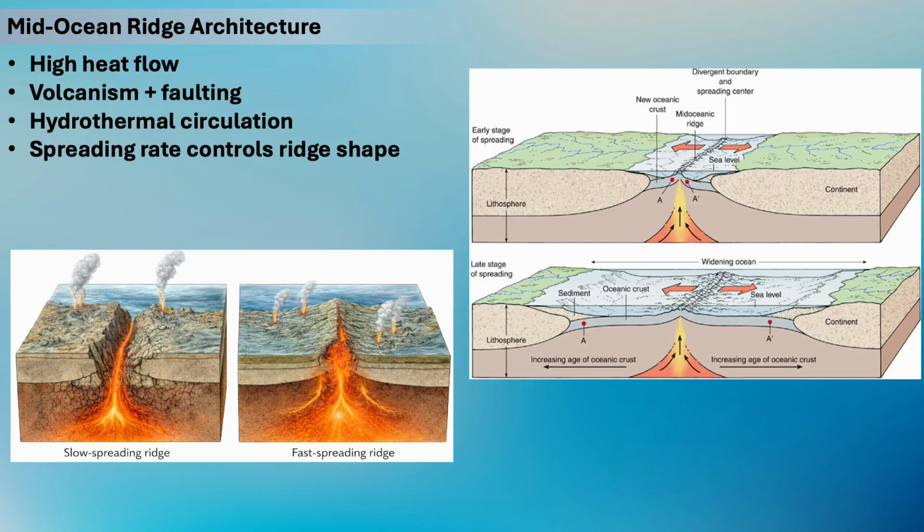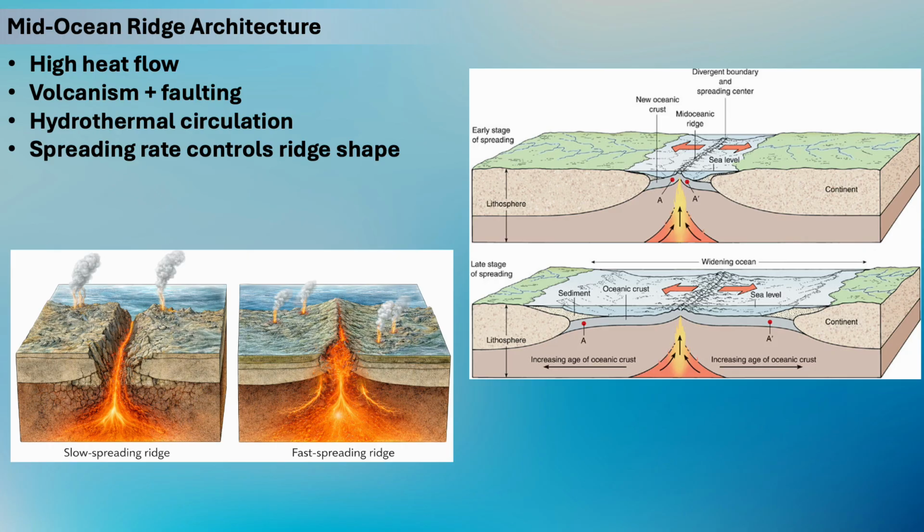Mid-ocean ridges are the surface expression of divergent plate boundaries, but they are not uniform features. Their structure reflects how extension is accommodated in the lithosphere and how much magma is supplied from below. Near the ridge axis, heat flow is very high because newly formed lithosphere is hot and thin. Some extension is accommodated by volcanic activity as magma rises and solidifies to build new crust.